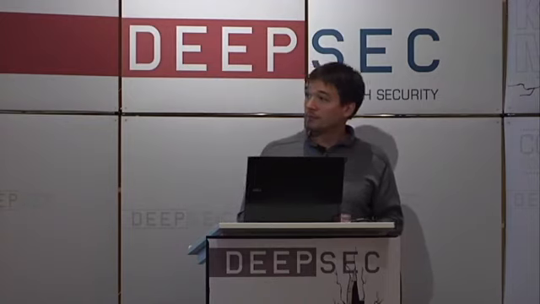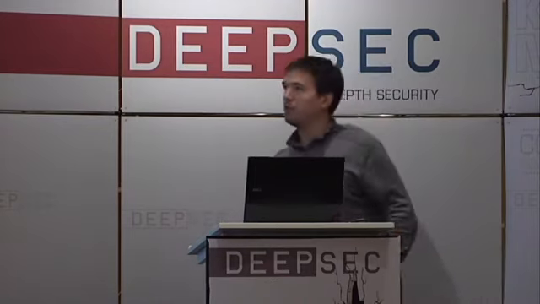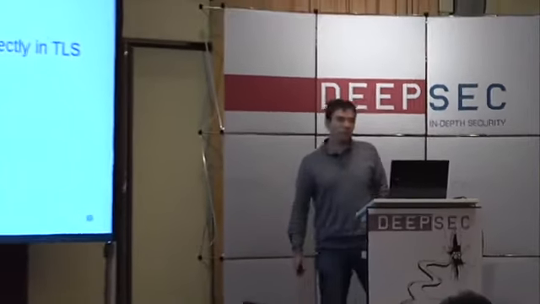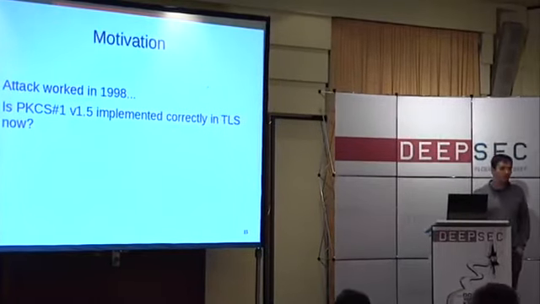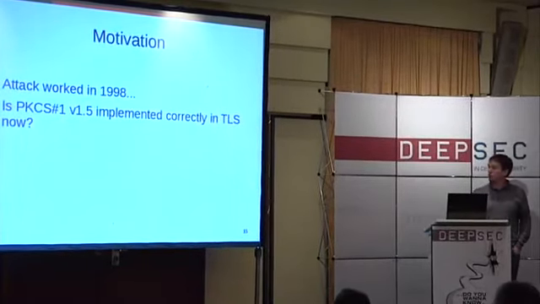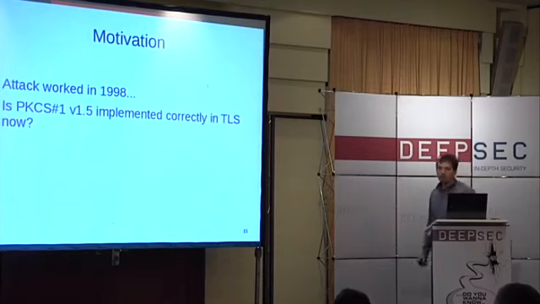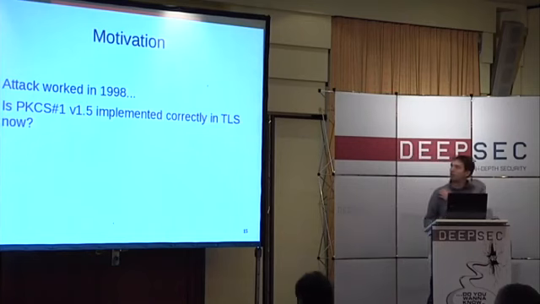Okay, so this was our motivation. The attack worked in 1998, and the TLS specification actually claims the implementation could be secured. But we asked, are the implementations correct, can we apply different side channels, and can we apply the attack?